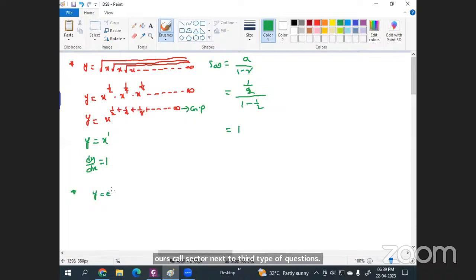y equal to e power x, e power x, e power x, so on up to infinity. So y equal to e power x whole power y. Then y equal to e power xy, and then proceed. Right? Like this we can do infinite problems. Okay, next.